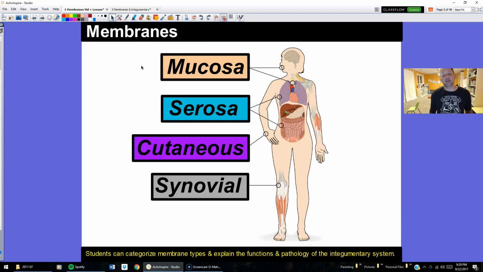So the four main membrane types, when you get similar tissues, you can get membranes. That's what we're looking at today. The four main membrane types we'll talk about are mucosa, serosa, cutaneous membranes, and synovial membranes. So this is kind of like the outline of the bulk of this video. We're going to start with mucosa, we're going to go to serosa, etc.